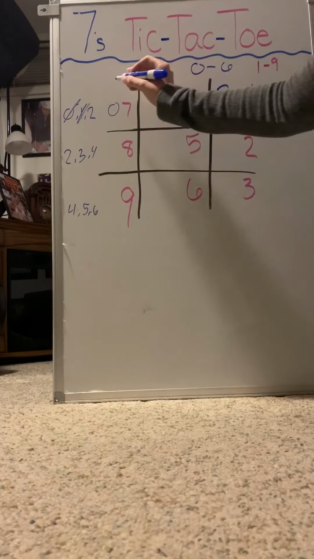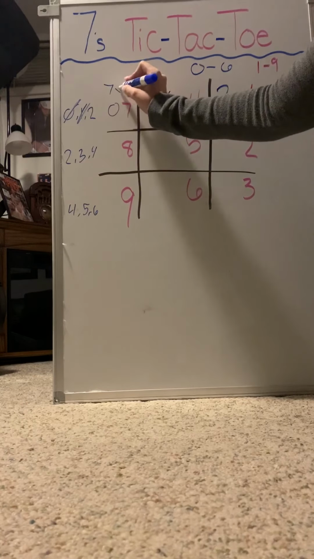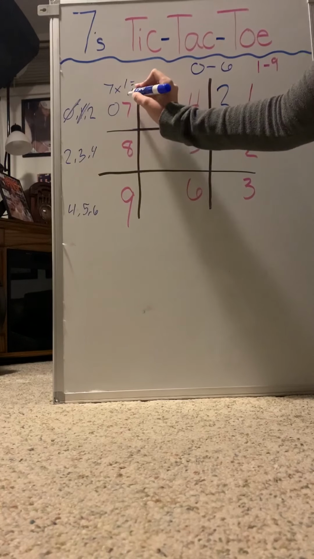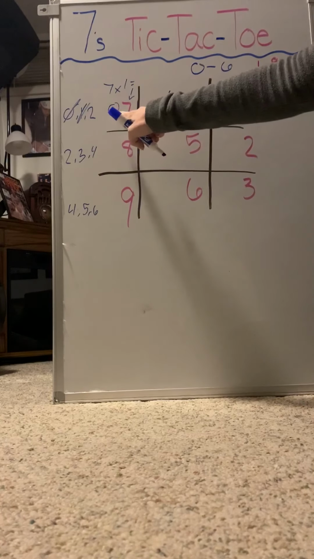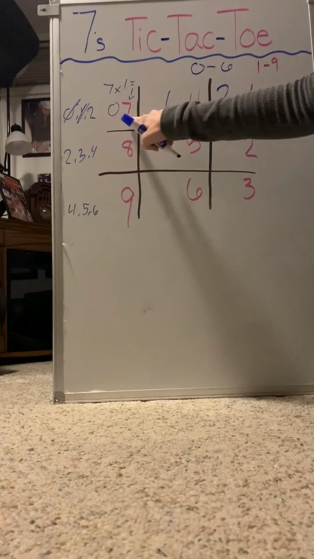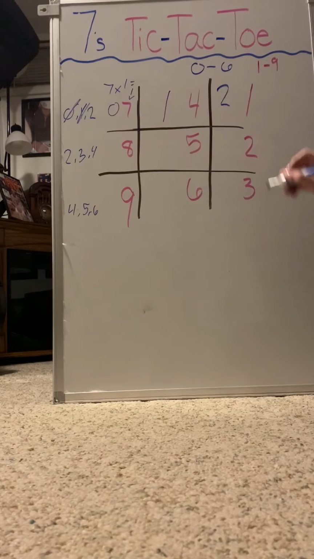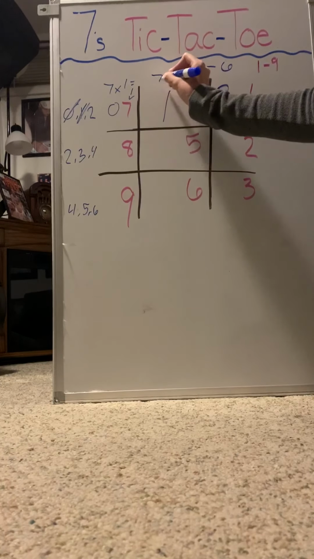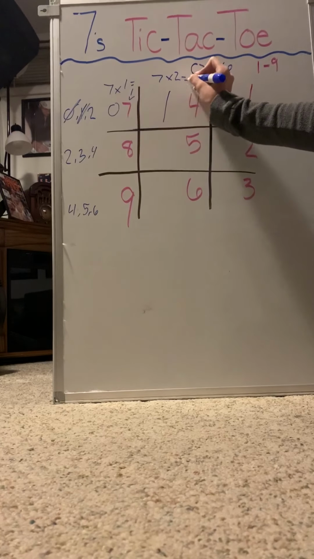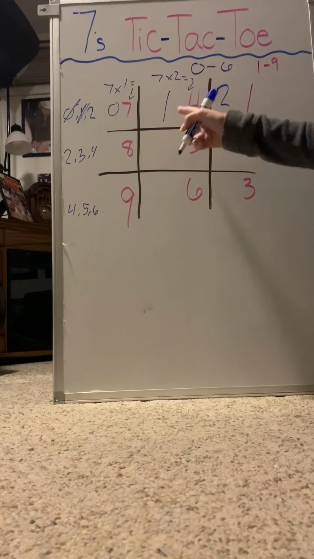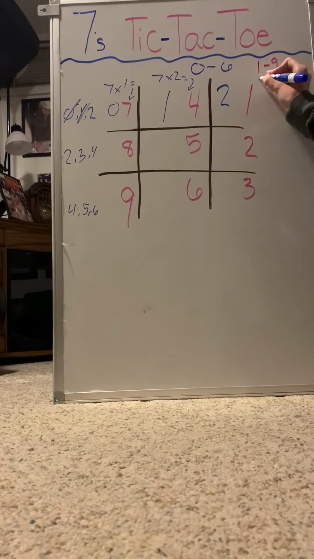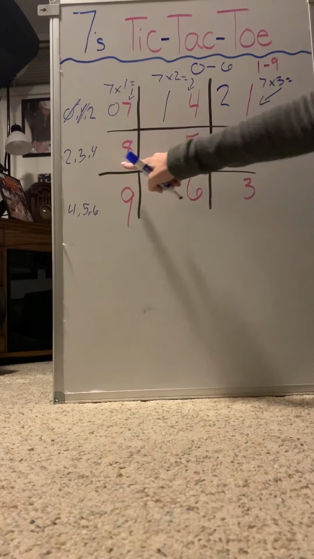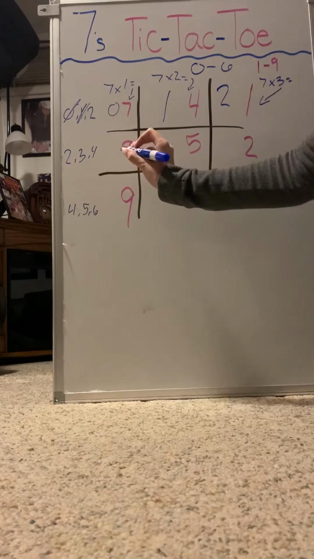So when you look at this, think of it this way. 7 times 1 equals 7. Then I'll go to the next one. 7 times 2 equals, boom, 14. Then I'll have 7 times 3 equals, boom, 21. How awesome is that?